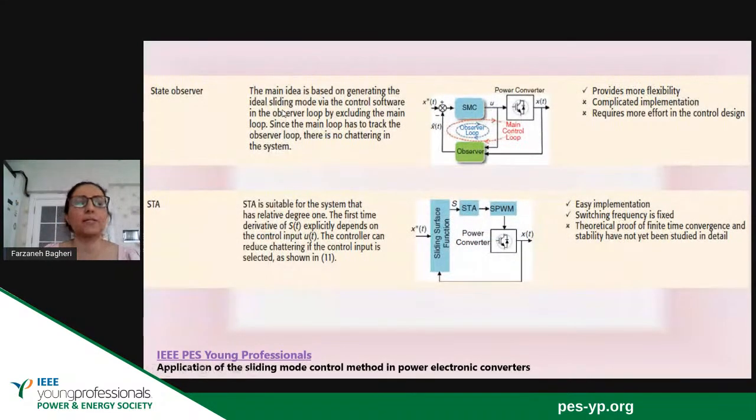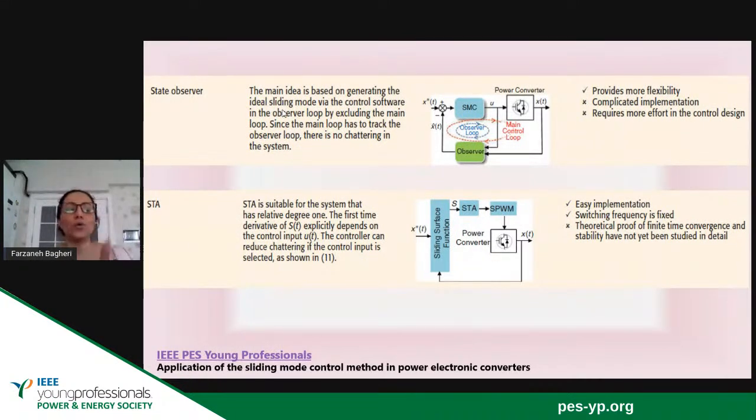So there is a third method you can see in the state of the art. It is the state observer. A state observer works based on an observer. It is not directly using the state variables. It is not sensing the state variables. It is using some observers. When you use another loop, which is the loop of the observers, because the main loop has to track the observer loop, the chattering is somehow alleviated. It has some flexibility because it is alleviating the chattering. It cannot completely remove the chattering. It has complicated implementation and requires more effort in the control design.